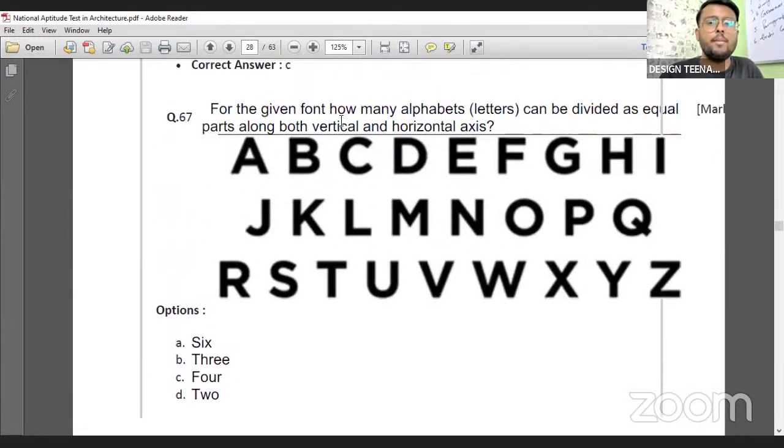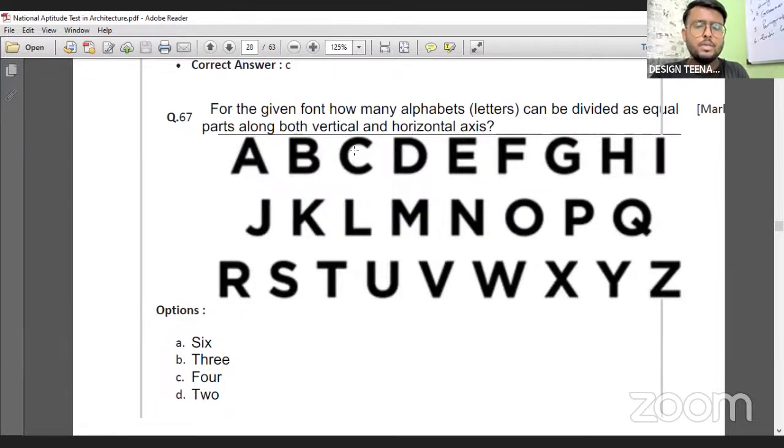Now over here, what they have told: from the given font, how many alphabets or letters can be divided into equal parts along both vertical and horizontal axis. That means the mirror image and water image of half of this particular alphabet will be the same in whichever direction you look at it. If I am having a horizontal line, it looks the same. If I am having a vertical line, it doesn't look the same.